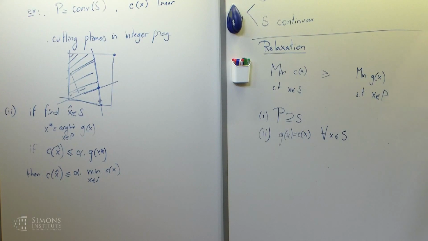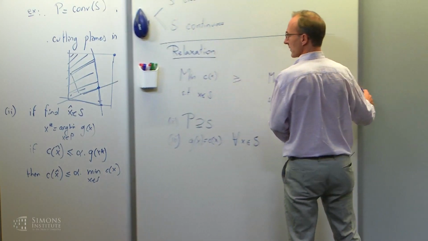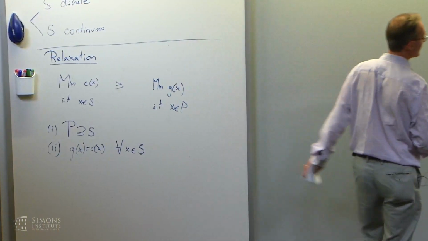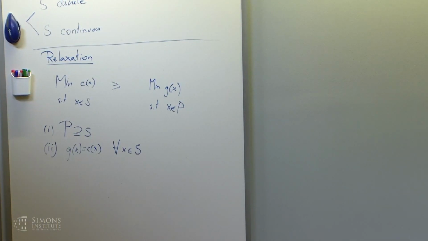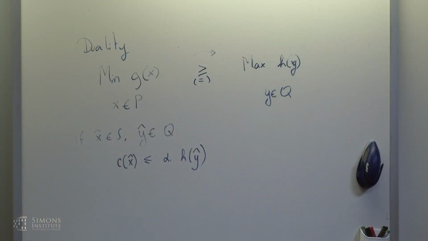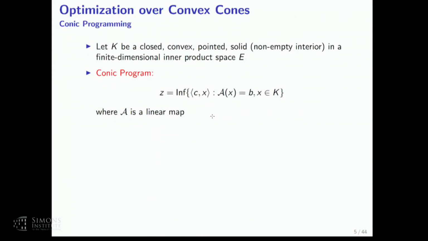I'd like now to talk a bit about duality. Even though I love min-max relations and duality in the discrete case, I first would like to go over duality in the continuous case. And I think the right notion of duality for the connection between discrete and continuous optimization is the notion of conic duality.